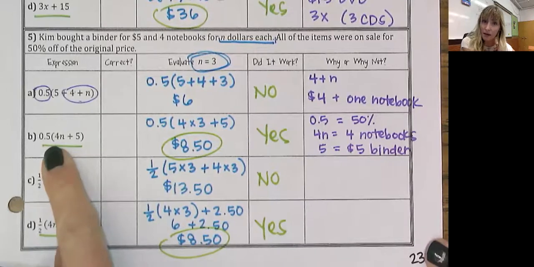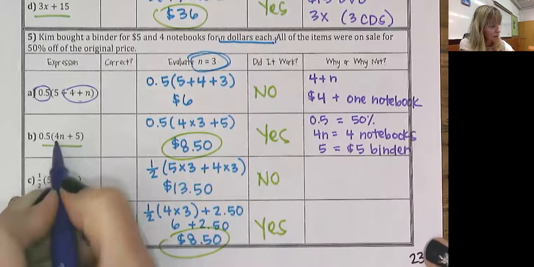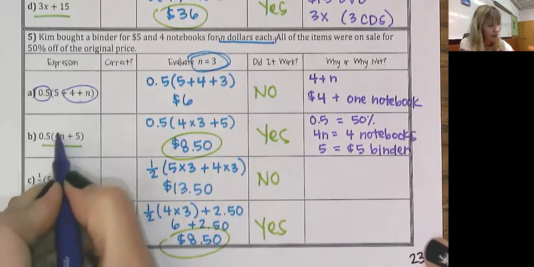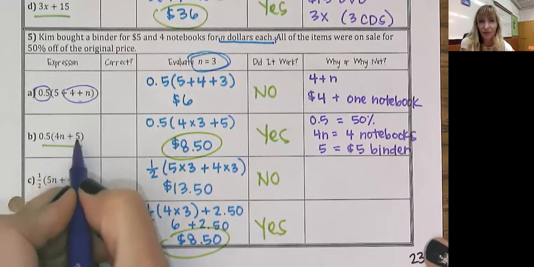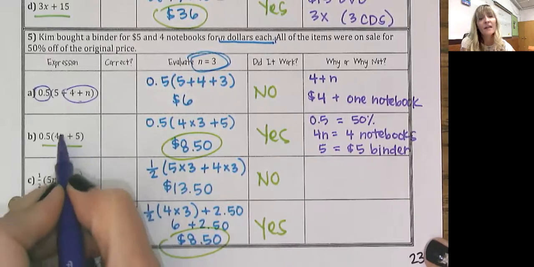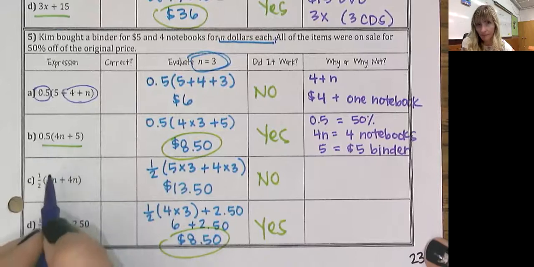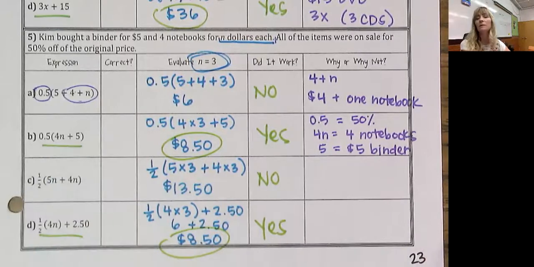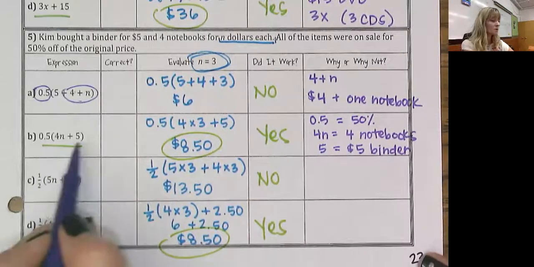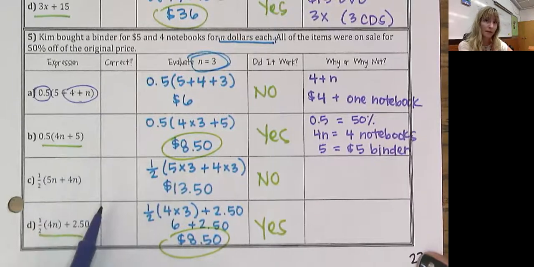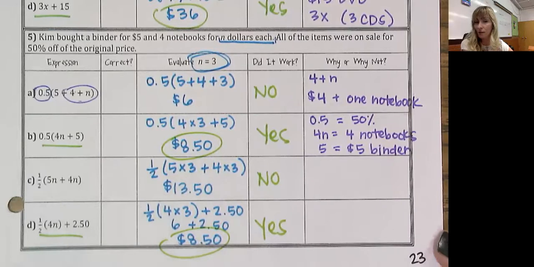And the expression shows the correct order of operations. It shows that I would do 4 notebooks and calculate that first. Then I would add the $5 for the binder. And then after I put all that together, I would take 50% off of all of it. So it not only shows everything represented from the story, but it also shows the correct order of operations. That is a very key and important part when you're writing your expressions.